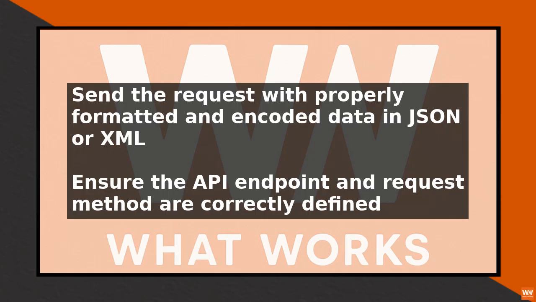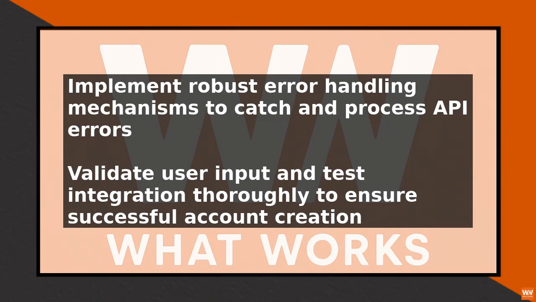After sending the request, the API will return a response indicating whether the account was created successfully or if an error occurred. To handle errors, implement robust error handling mechanisms that can catch and process API error responses. This includes checking the HTTP status code and response body for error messages and codes. If an error occurs, retry the request or prompt the user to correct the issue.